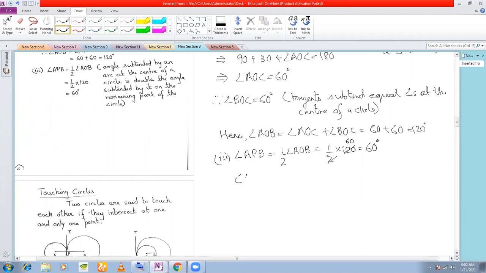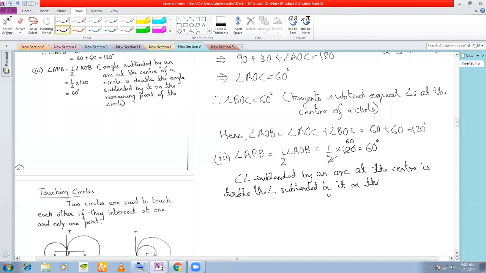And we'll give our reason. Angle subtended by an arc at the center is double the angle subtended by it on the remaining part of the circle. Okay, that completes this problem.